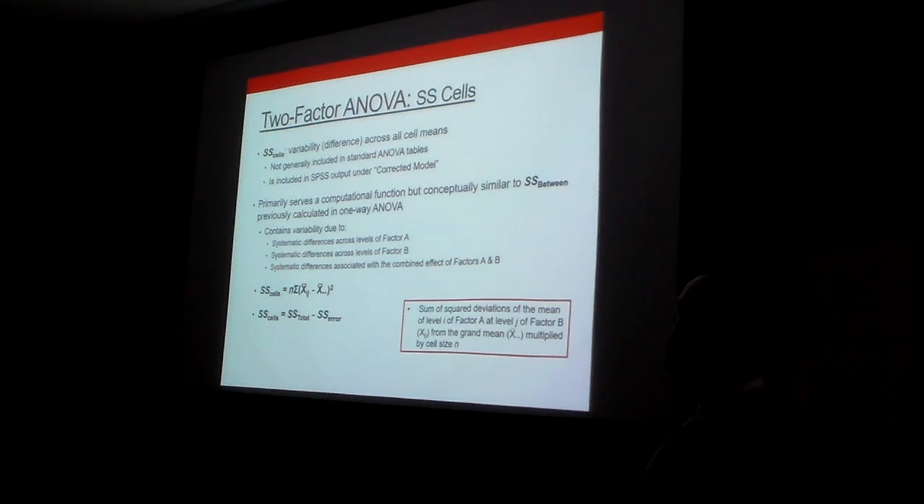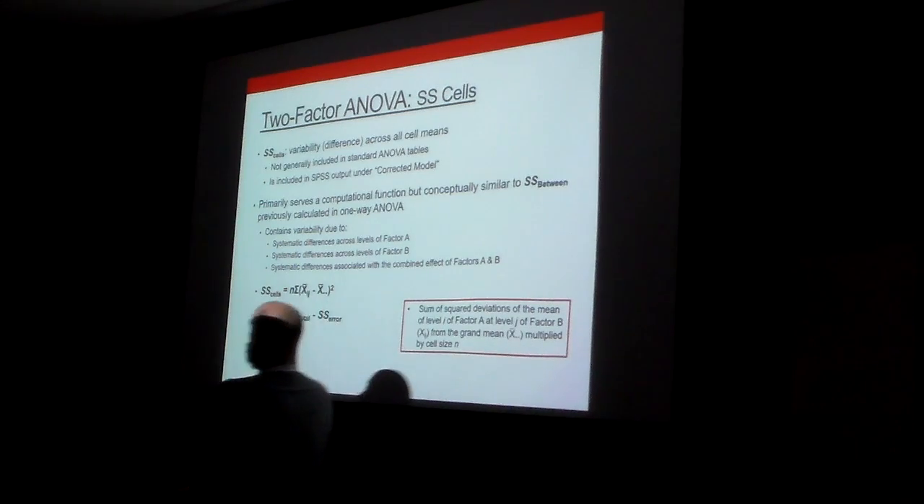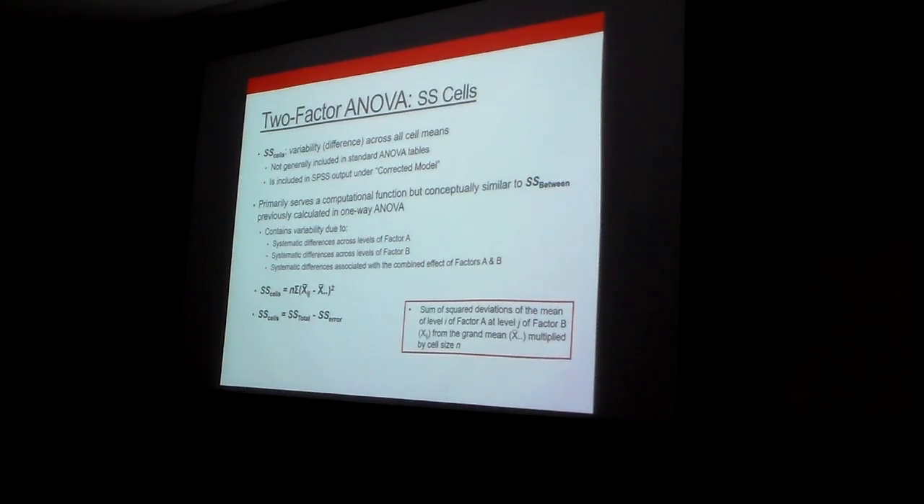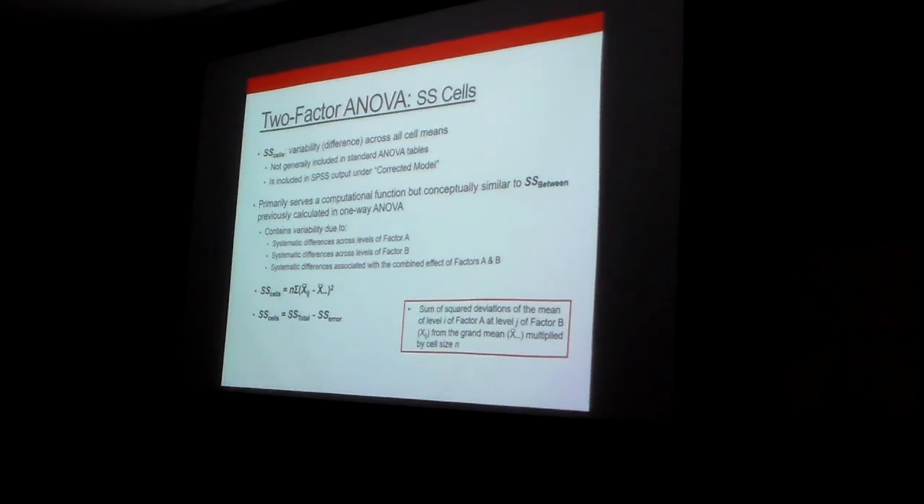Primarily this is going to serve as a computational function, but essentially, if we're thinking about how this relates to ANOVA, sum of squares cells in a factorial model is basically our sum of squares between. Remember we mapped our ANOVA model out as total, between, within, and then we've got A, B, and A times B. This is your sum of squares cells. Sum of squares cells is capturing all the systematic variability within the context of your factorial design.